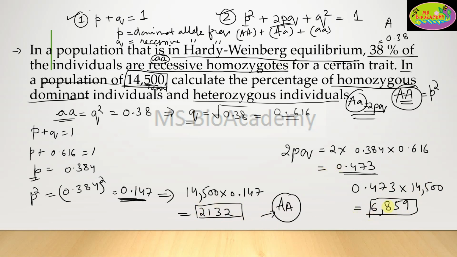Now you can check whether what we have done is correct or not. What you can do is find the number of homozygous recessive individuals also. So we can calculate the q square also. Now q square is already given, 0.38, so this frequency is already given. We just need to calculate the number of individuals. So again we're going to multiply it with the total number of population. So you can calculate how much it will come.